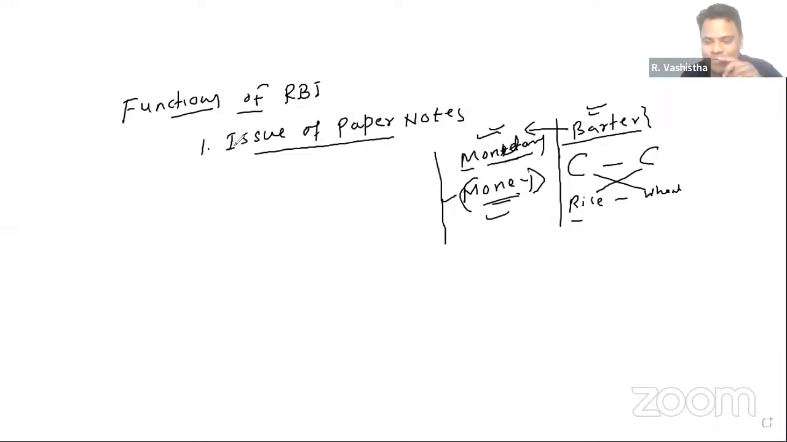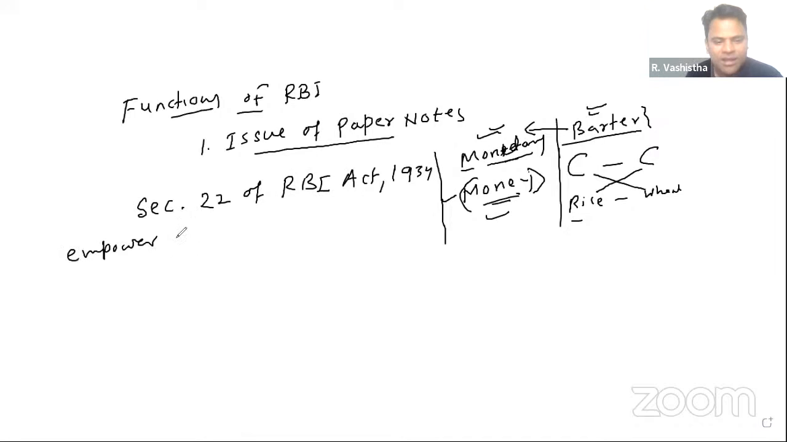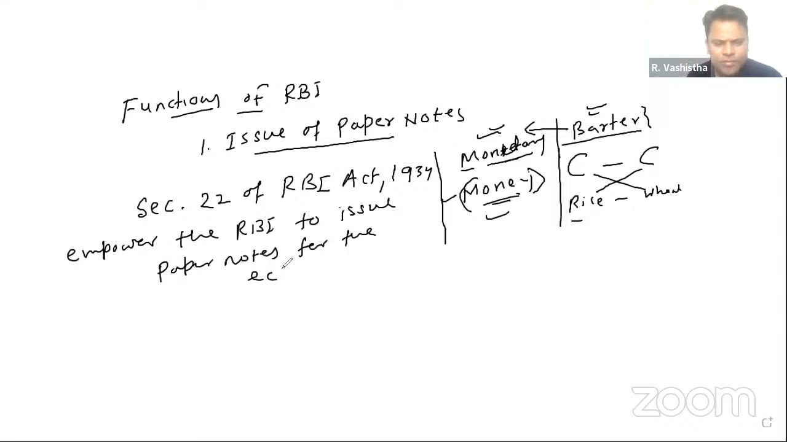So this power has been given to whom? The central bank of the country. Only the central bank is allowed to print money. Section 22 of the RBI Act 1934 empowers the RBI to print and issue paper notes for the economy of India. Right? Section 22 of the RBI Act 1934 empowers the Reserve Bank of India to issue paper notes for the economy of India.